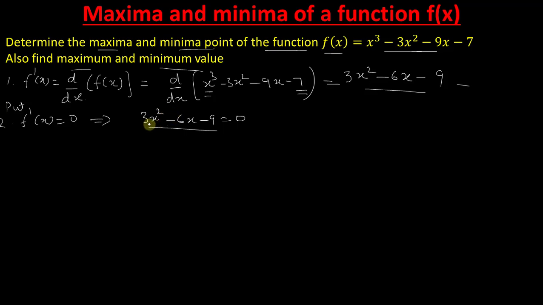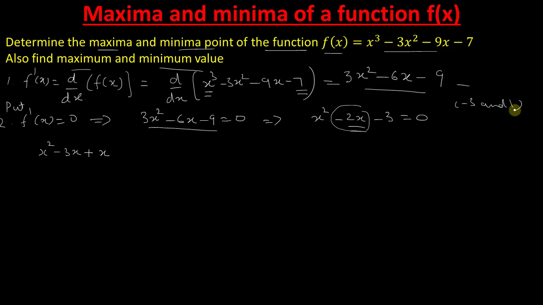quadratic equation. Now 3 is common, so it can be written as x² − 2x − 3 = 0. In order to solve this quadratic equation, we have to split the −2 into two numbers such that their sum is −2 and their product is −3. So we can split −2x as −3x + x, which is the standard way to solve this quadratic equation. Those two values are −3 and 1.